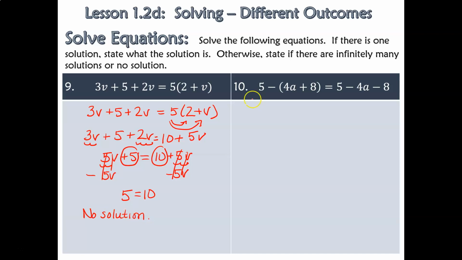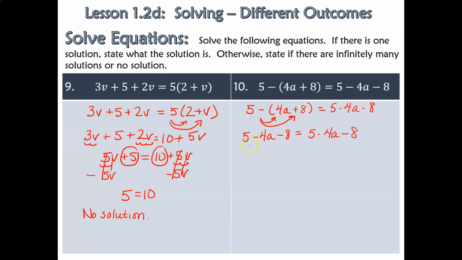Number 10. You know, sometimes you notice the pattern sooner. Sometimes you just can't see it till you get to the end. And either way is okay. So I'm going to distribute that negative sign, bring down the 5. -1 times 4a is -4a. -1 times 8 is -8. So don't try to guess too soon.